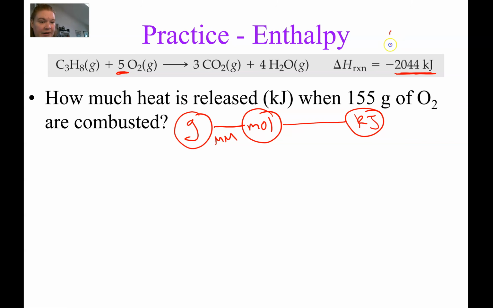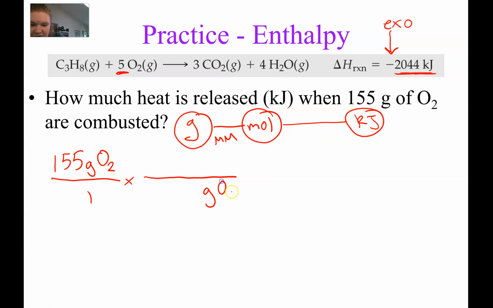One more thing to point out, this is a negative value, so that tells me that this is an exothermic reaction. And that doesn't change. We need to include that sign when we do our math. So I'm going to start with my given, 155 grams of oxygen. And I'm going to convert that over to moles. So grams of oxygen into moles of oxygen. And then using my balanced equation, I'm going to go from moles of oxygen into kilojoules.